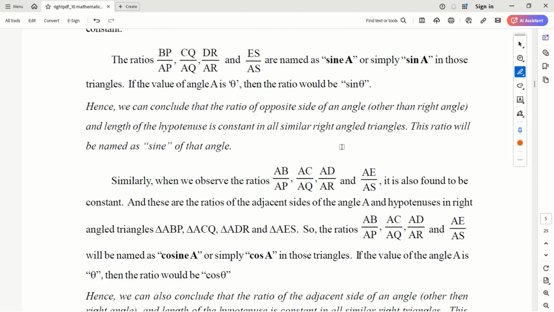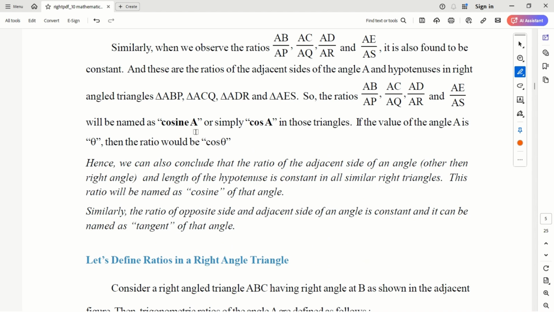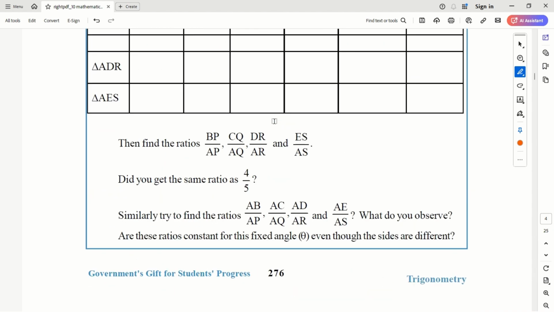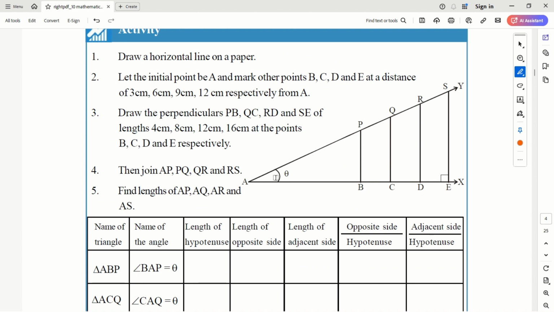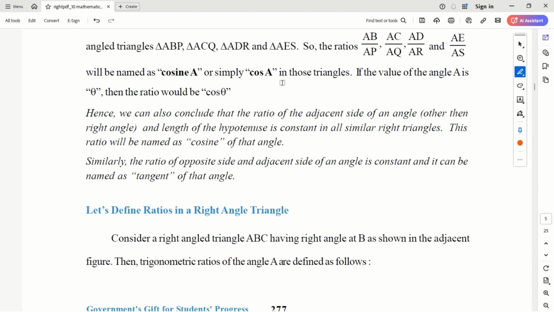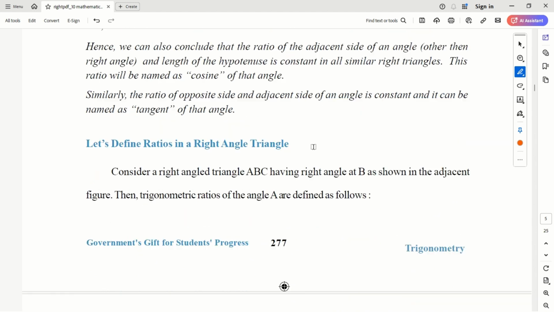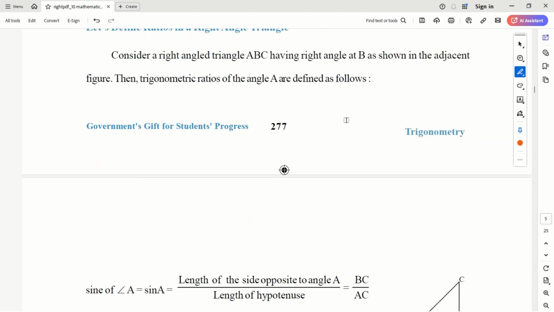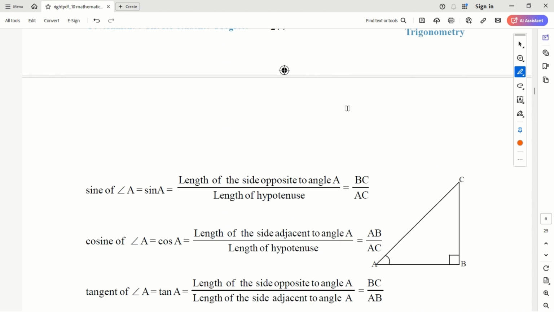Opposite by hypotenuse is always called sine A. And cosine is adjacent by hypotenuse. If you take this example again, what is adjacent for this theta or A? AB. AB by AP is cosine. Similarly for the other triangle. So these ratios are always fixed. That's what we are learning.